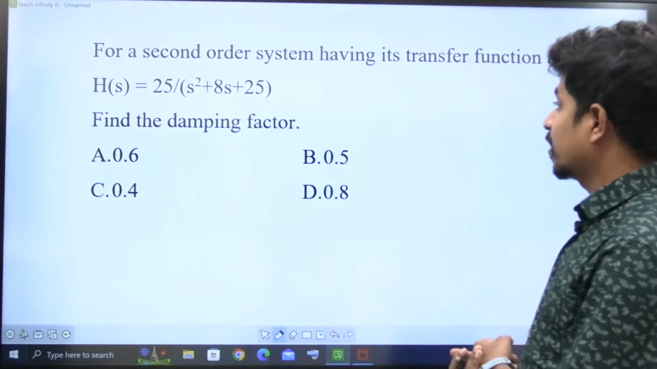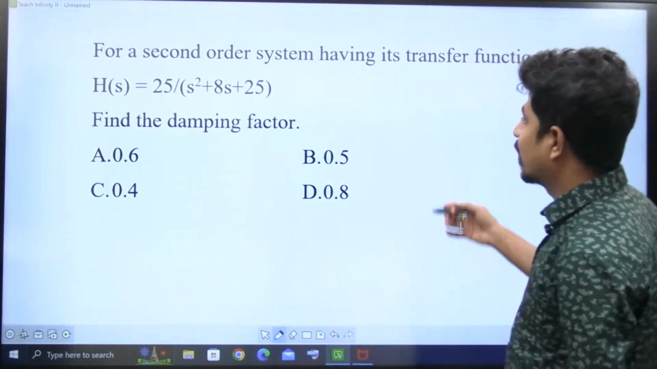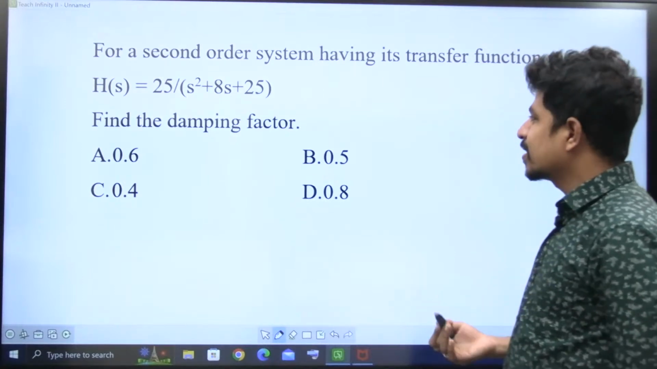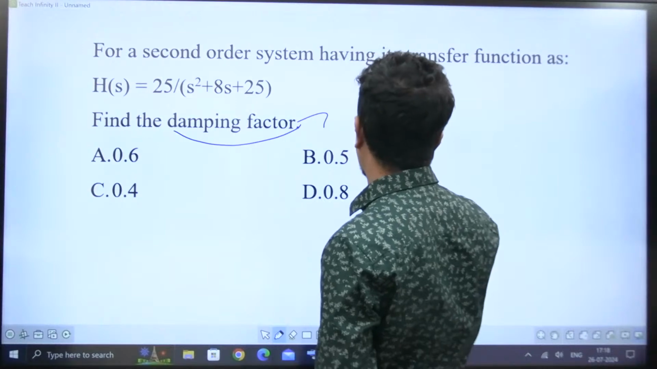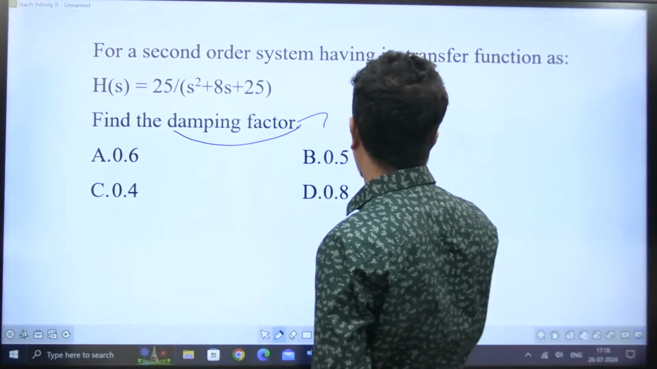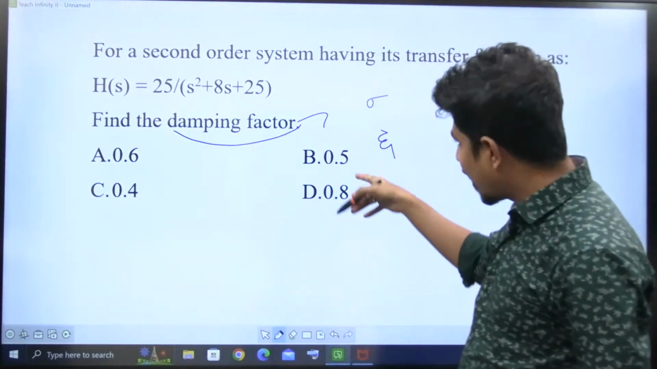Next. For a second order system having its transfer function H(s) equal to 25 by s square plus 8s plus 25, find the damping factor. See, the question itself is, we have to look at the options. Actually, damping factor means sigma, damping ratio means zeta. But that fellow given answer as zeta only, it seems.